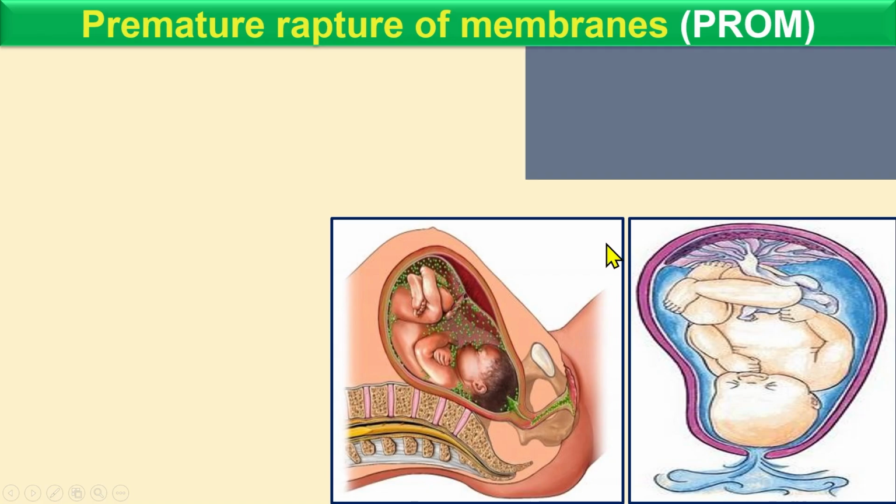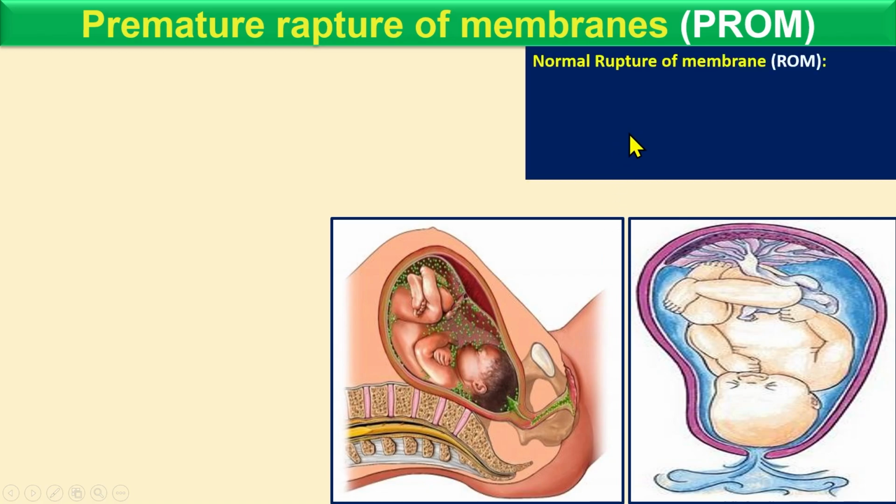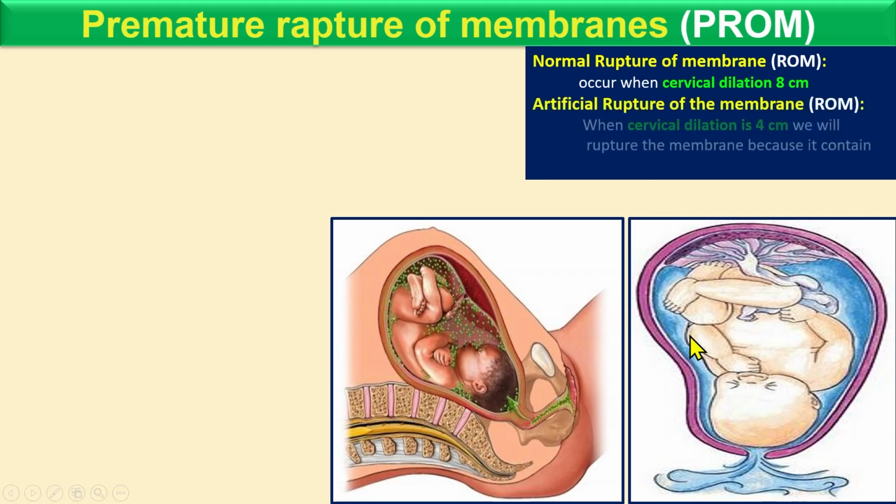So during the labor, when the cervical dilation reaches 8 centimeters, there is a normal rupture of membrane. Sometimes we also give an artificial rupture of membrane, meaning the nurse herself ruptures this membrane when the cervical dilation reaches 4 centimeters. So this is normal. So why is this important? Because there is a high level of prostaglandin in the amniotic fluid, which further increases the cervical dilation.